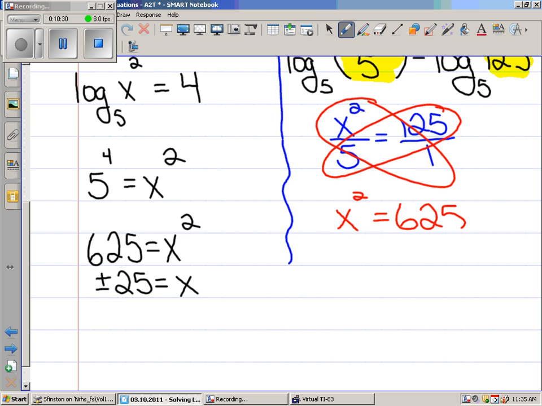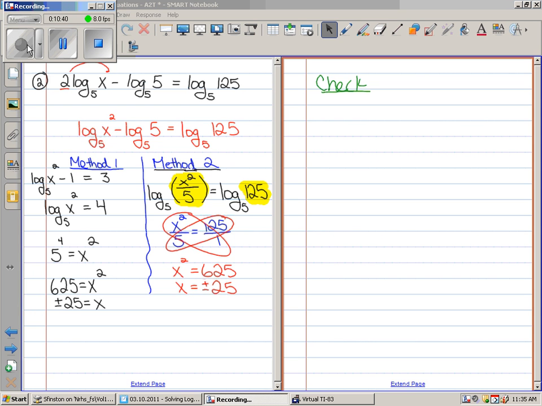And so you're getting the same answer. You're just getting it two different ways, and both of them are right. There's nothing wrong. There's nothing better about one way versus the other. But we got two answers, so you have to check them.